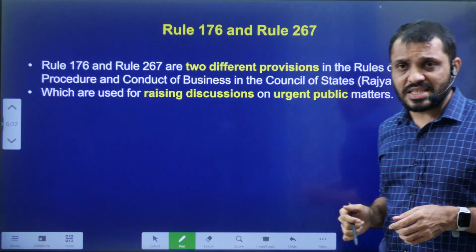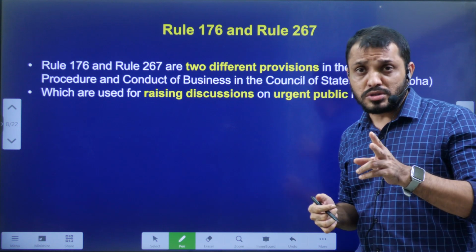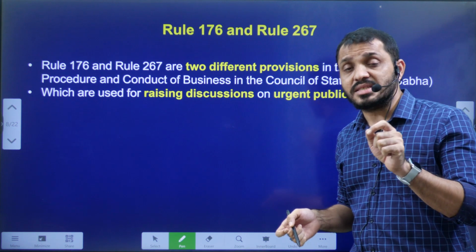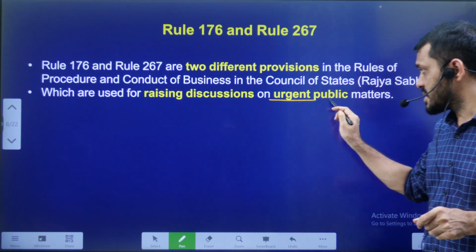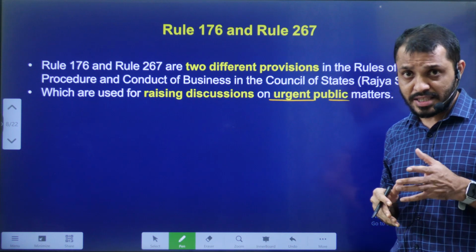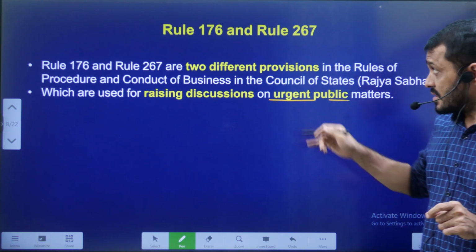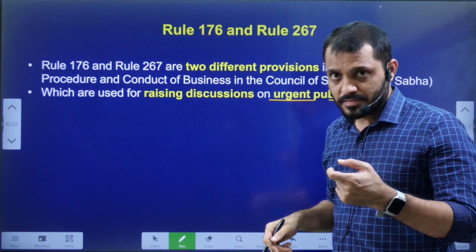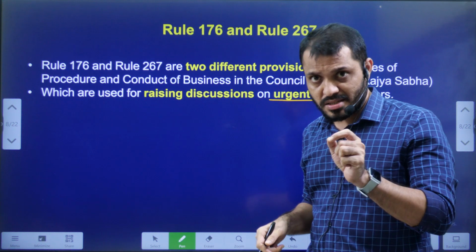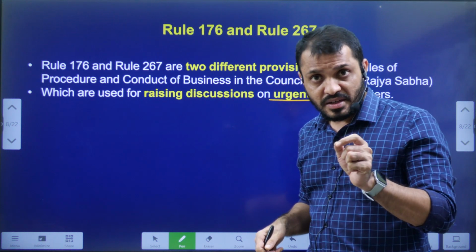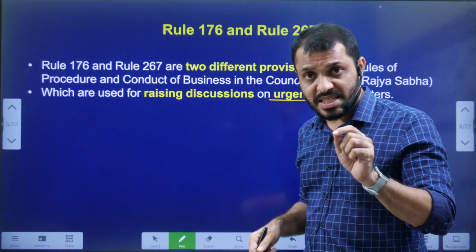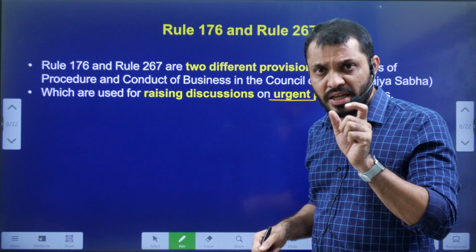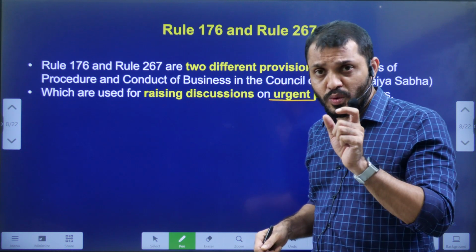Next, 176 and 267. Both these rules are used to discuss matters of emergency, public importance, urgent issues and public-related things. The only difference is, if you use 176, the chairman will decide when the issue is going to be discussed and allocate the time, whether the next day or the same day. The maximum discussion time under 176 is only 2.5 hours, from half an hour to 2.5 hours.